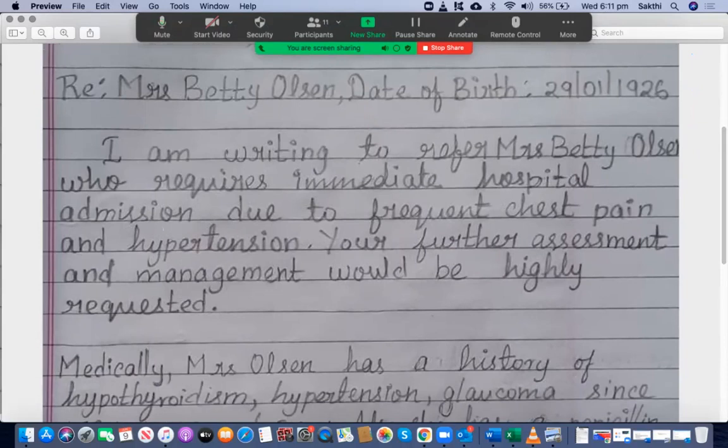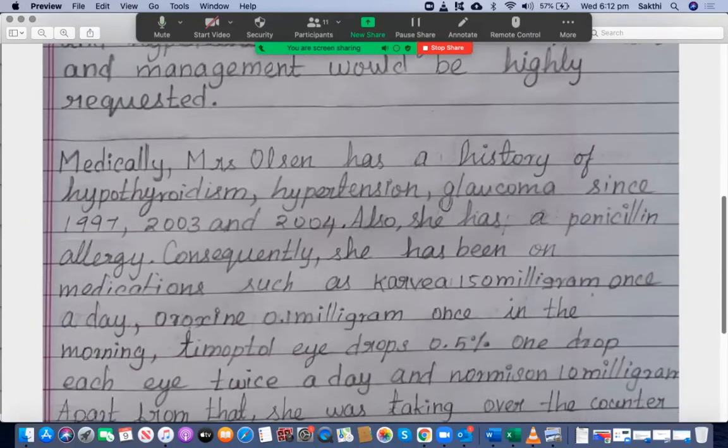So you have written, I'm writing to refer Mrs. Betty Olsen, who requires immediate hospital admission due to frequent chest pain and hypertension. Good, great. That's a very good sentence structure. I'm happy with that. Your further assessment and management would be highly requested. Yeah, that's good. I mean, it doesn't have any grammatical mistake. I'm happy with that.